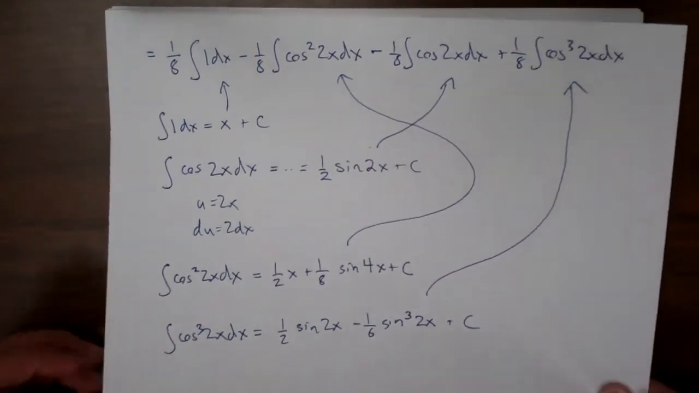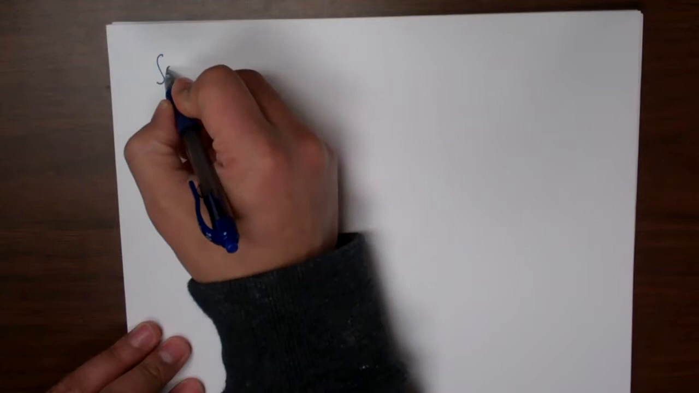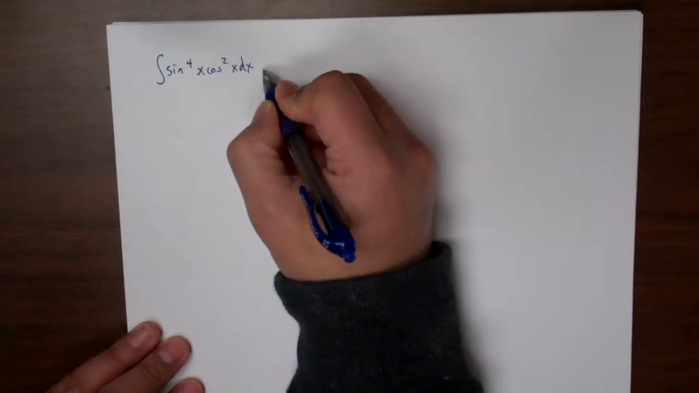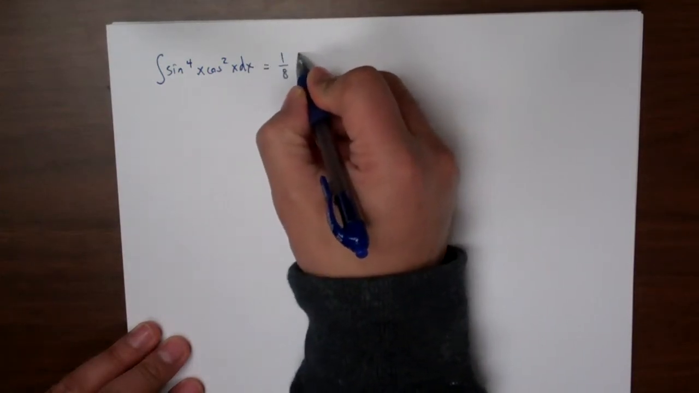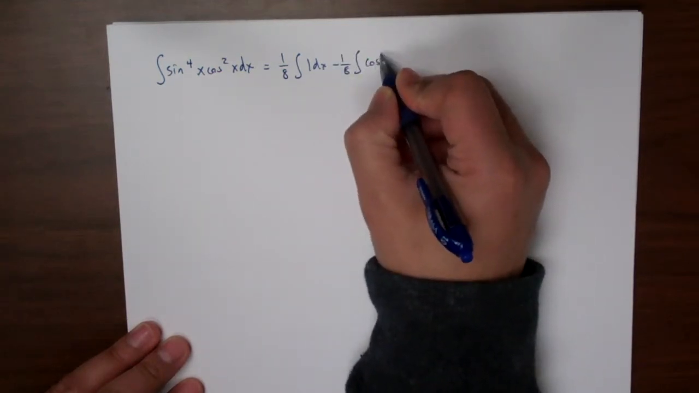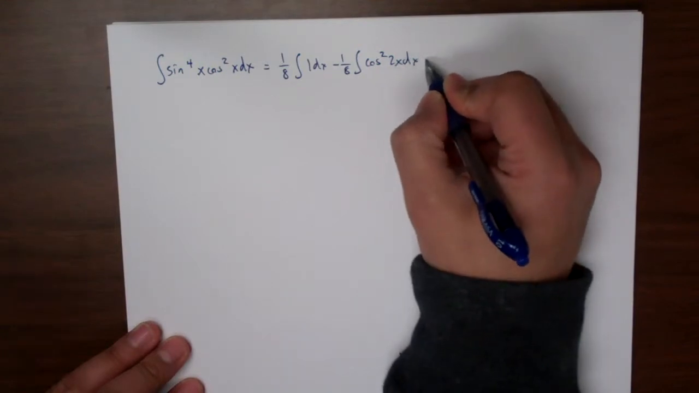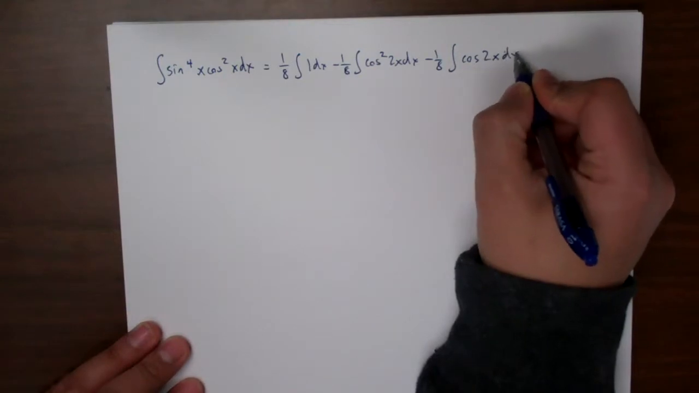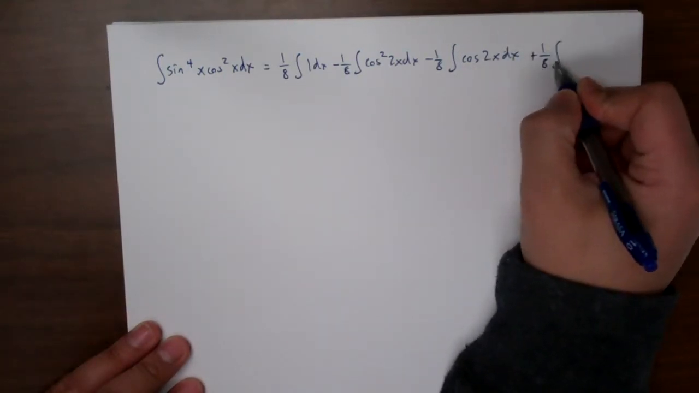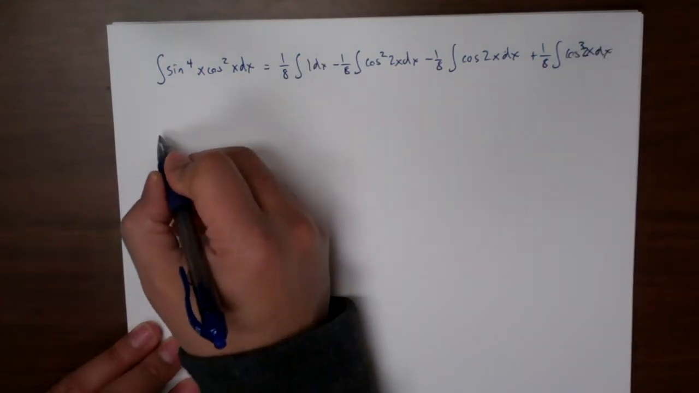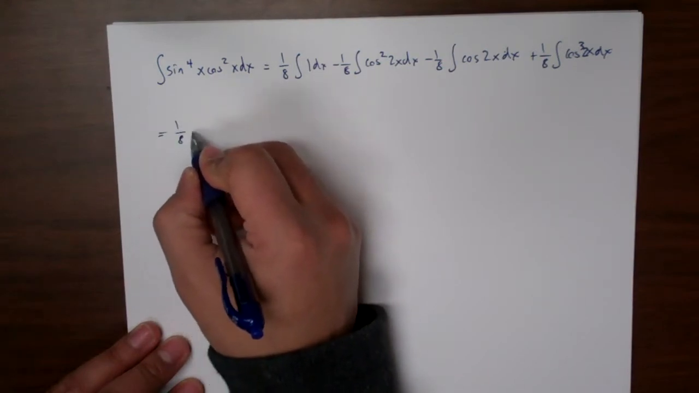So let's see what that actually is. So if you remember, where this all started was we were trying to figure out what's the integral of sine to the 4th x cosine squared x dx. What we ended up showing is that's 1/8 the integral of 1 dx minus 1/8 the integral of cosine squared of 2x dx minus 1/8 the integral of cosine of 2x dx plus 1/8 the integral of cosine cubed of 2x dx. This first part is going to be just 1/8 of x.